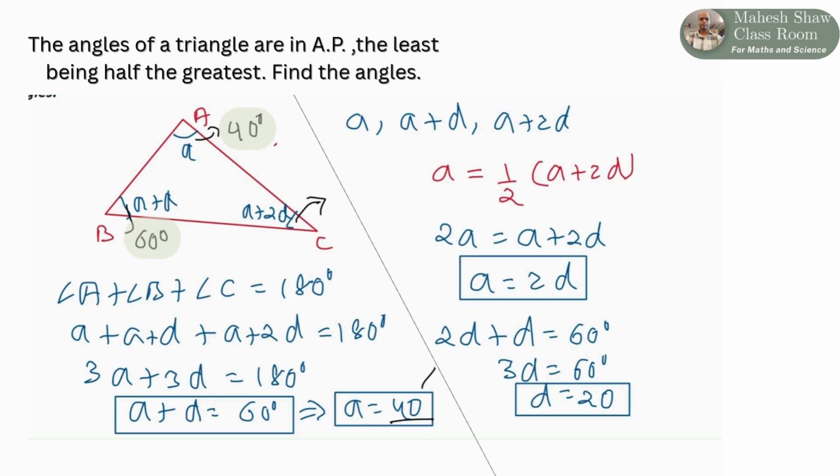Finally, the third angle, that is C, and C is how much? C is A plus 2 times D. 40 plus 2 times 20 is how much? 40 plus 40, that is 80. So the third angle is 80 degrees. So this way we got the three angles of this triangle.